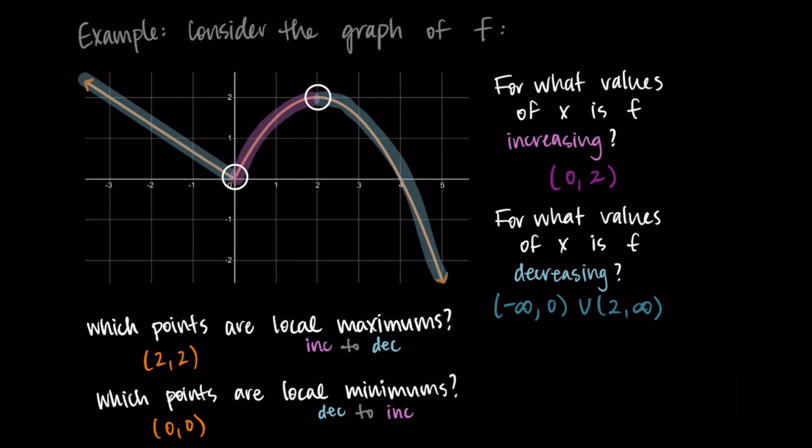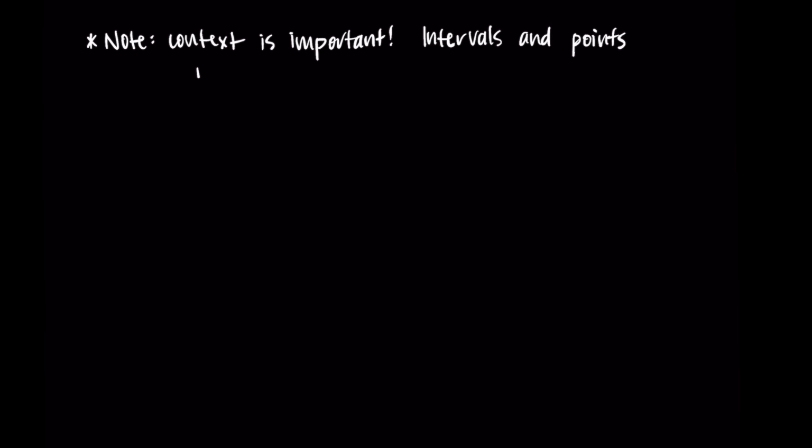All right, so this is an example of how we do increasing, decreasing, and local maximums and minimums. I just want to make a couple notes before we end the video. So something that is important is context. In these cases, intervals and points will look the same notationally. In the example we just did, we had both points and intervals as our solutions, and they look exactly the same. So without context, we might not know what's happening. Let me tell you more about what I mean.